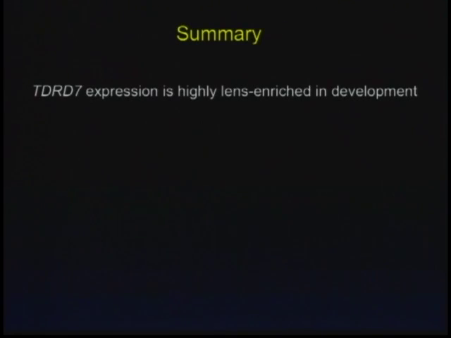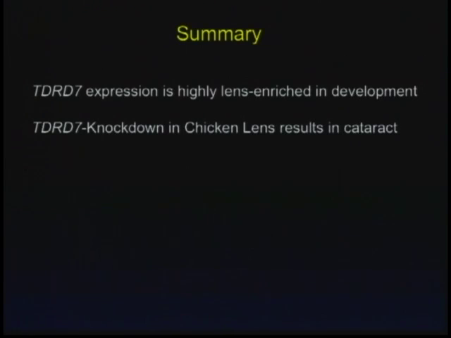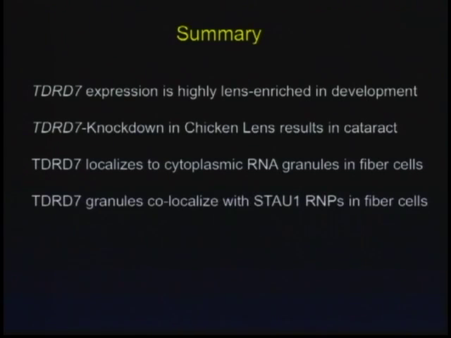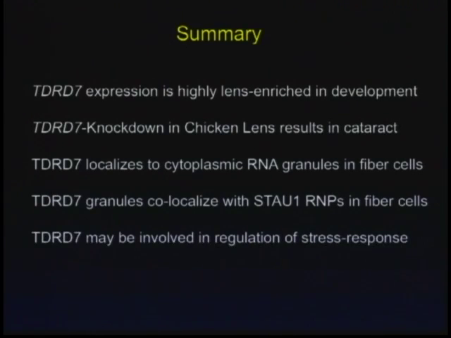So before I go ahead, let me summarize what we have learned up till now. We've shown that Tdrd7 expression is highly lens-enriched in development. We've shown that Tdrd7 knockdown in chicken lenses results in cataracts. We've shown that Tdrd7 localizes to cytoplasmic RNA granules in fiber cells, and that these granules also co-localize with staufen 1 RNPs in fiber cells, and that they might be important in the regulation of a stress response.